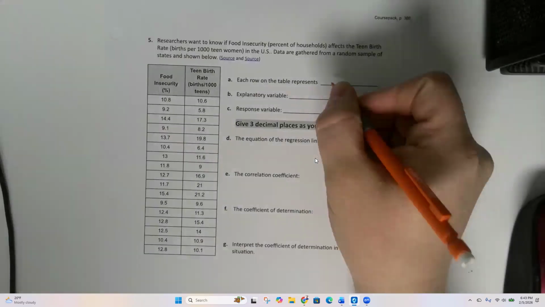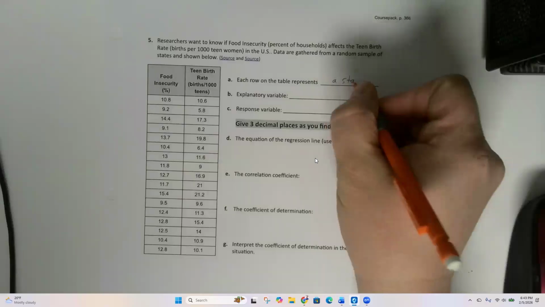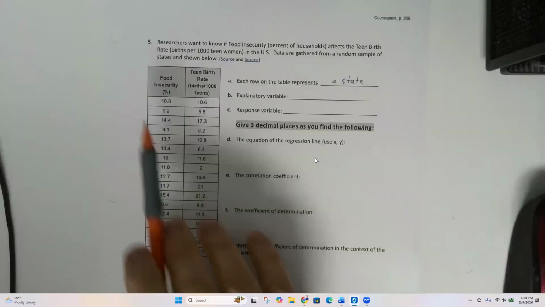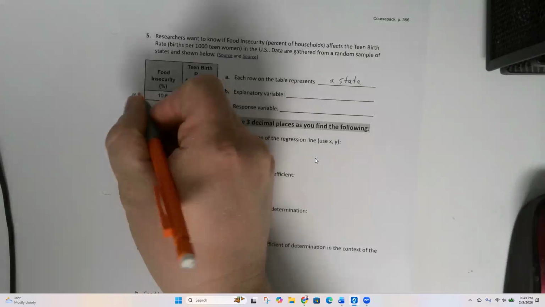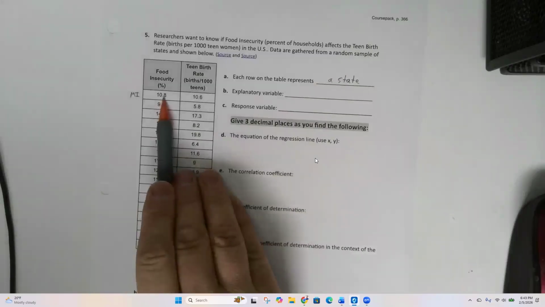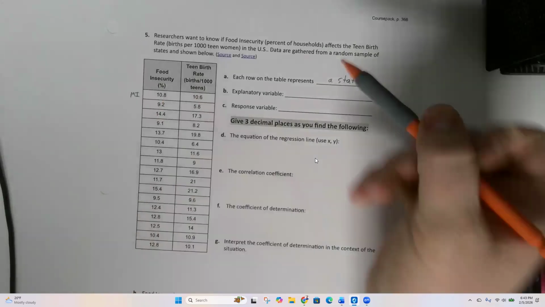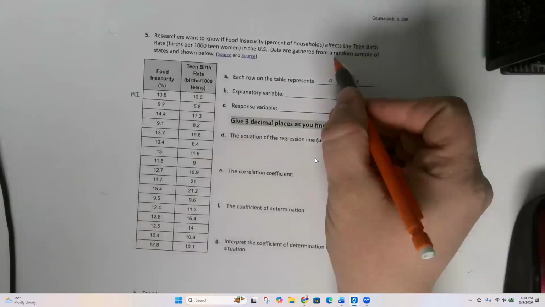James has it, states. Yep. Each row represents a state. I don't know what state this one is. Maybe this one's Michigan. Michigan has a food insecurity rate of 10.8. 10.8% of the households in Michigan don't have enough food to eat. And their teen birth rate is 10.6 births per thousand teens.